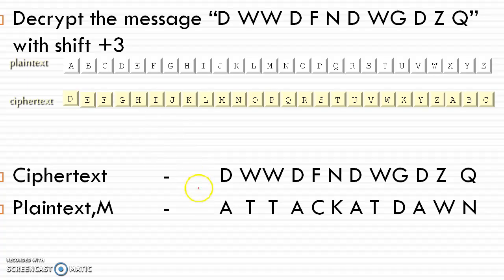The first letter in the ciphertext is D. According to this table, D's corresponding plain text is A. So D has to be replaced with the letter A. Now the second is W. The W's corresponding plain text character is T. So the W should be replaced with the character T. Now F. F has to be replaced with the character C. In this way you have to obtain the corresponding plain text.